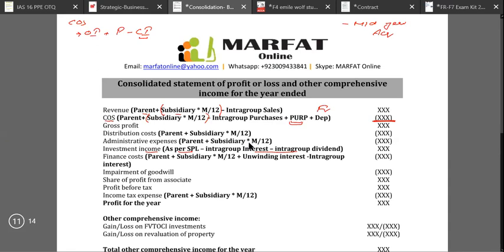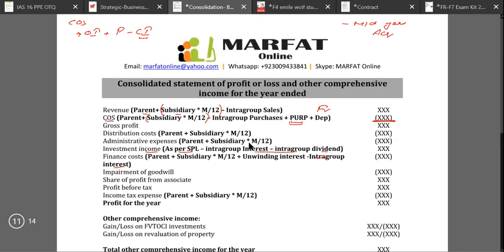So for one company it will be the income, and for the other company it will be the cost. So we'll be removing both. We'll be removing the intra-group interest from the investment income, and we will be removing the intra-group interest from the finance cost as well, because for one company it's income and for the other company it's the finance cost. Similarly, if the subsidiary has given a dividend to the parent, it will be removed on consolidation as well.